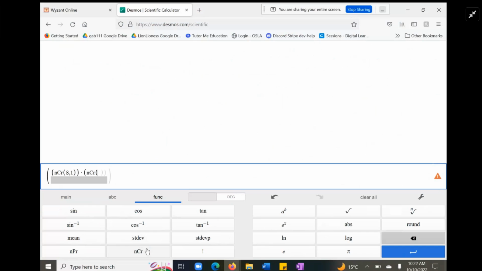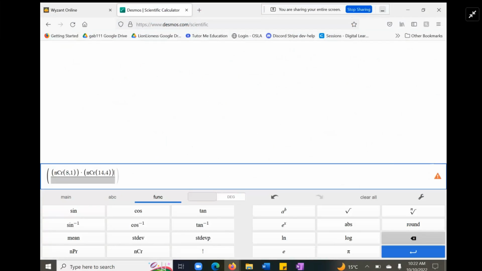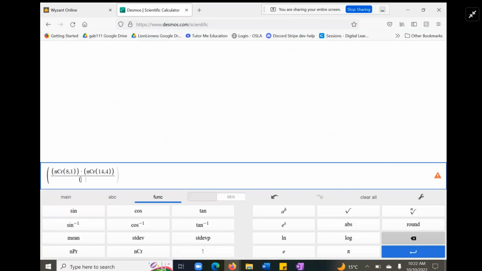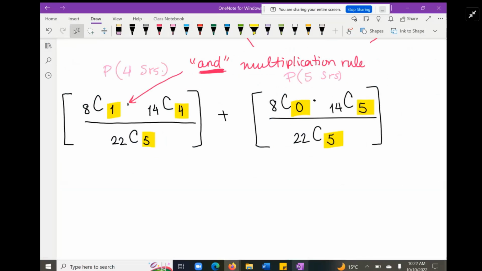It's going to multiply with 14C4. So I have NCR 14, comma 4. I'm going to close those parentheses. So that's the top. Recall, that's the top. Okay. Now we got the bottom, the grand count, the grand total. So that's just going to be NCR 22, comma 5. All right. And I'm being very, very careful with my parentheses. I want to make sure that it calculates exactly how it should. Okay. So when I just type that, we already get an answer for that one. And I'm going to write that out too.